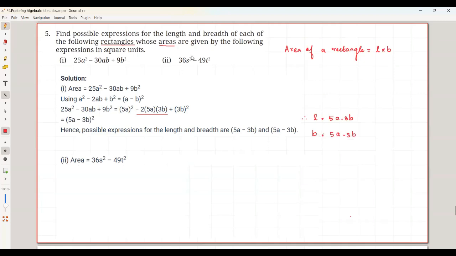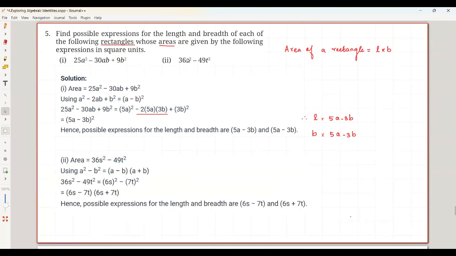The same as the second one, 36s square minus 49t square. Now this is in the form of a square minus b square, so we have to write it in that form. 36s square we can write as 6s the whole square, minus 49t square is 7t the whole square. A square minus b square means a plus b, a minus b, or a minus b into a plus b. So here a is nothing but 6s, b is nothing but 7t. Either order, both are same.